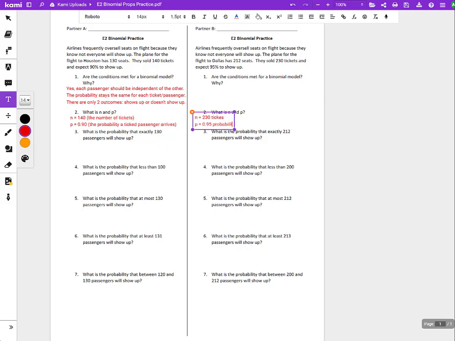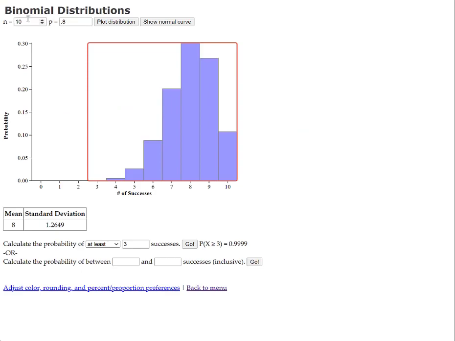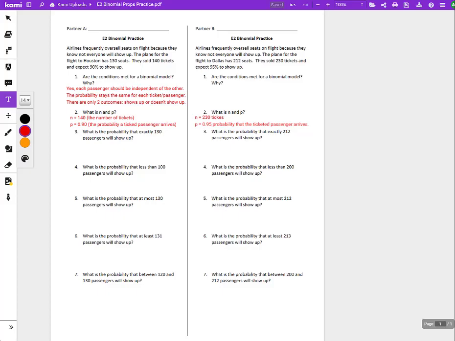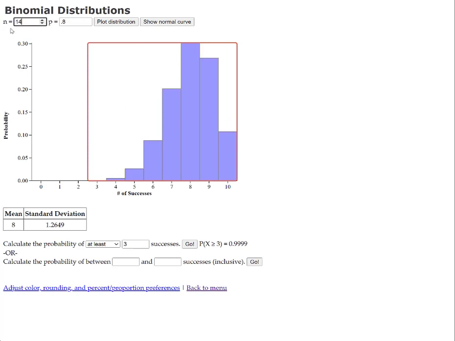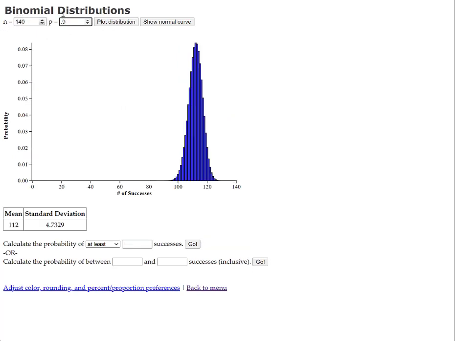Probability that the ticketed passenger arrives or shows up, or however you want to write it. Okay, so now I definitely want to do these one at a time because I'm going to be setting up my applet. So I'm going to go back to my applet. And how many did we have again? We're over here. 140 and 0.9. So that's the first thing you need to set up. 140 and 0.9.